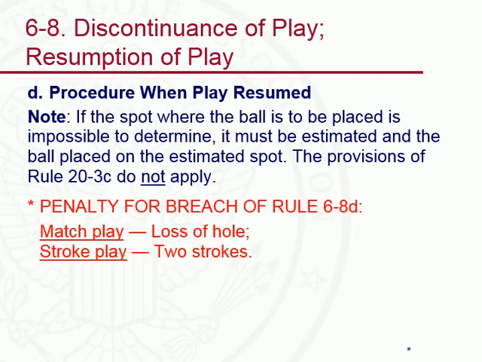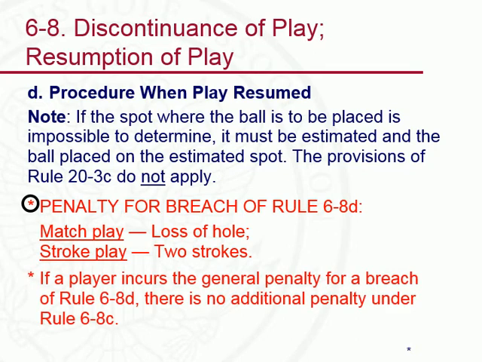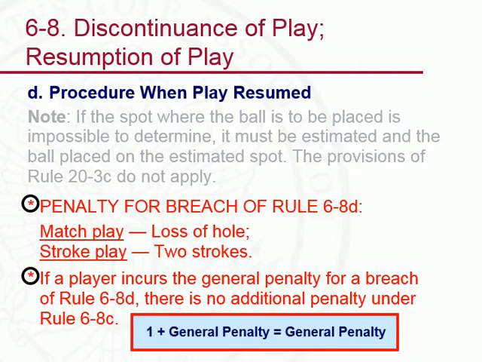A penalty for breach of Rule 6-8D in match play is loss of hole, and in stroke play is 2 strokes. And if a player incurs the general penalty for a breach of Rule 6-8D, there is no additional penalty under Rule 6-8C. So in this case, we will have 1 plus the general penalty equals the general penalty.